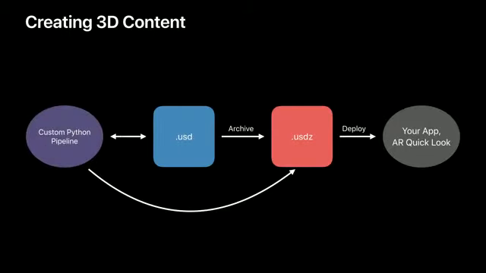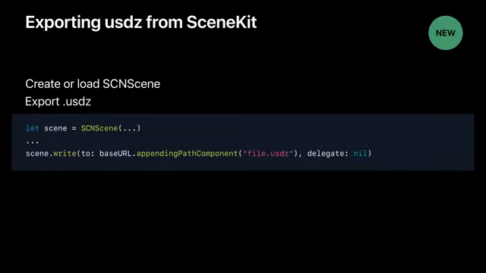And because of USD's Python bindings, you can also create your own custom Python pipelines that are tailored to your particular content. Next, we're making exporting USDZ from SceneKit super easy. All you have to do is to create or load your SCN scene just as before, and when you're ready to export to USDZ, all you need is one API call. Write to, and make sure that the file extension is USDZ.